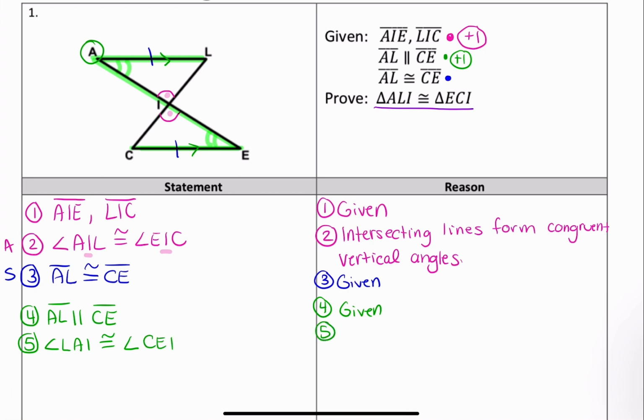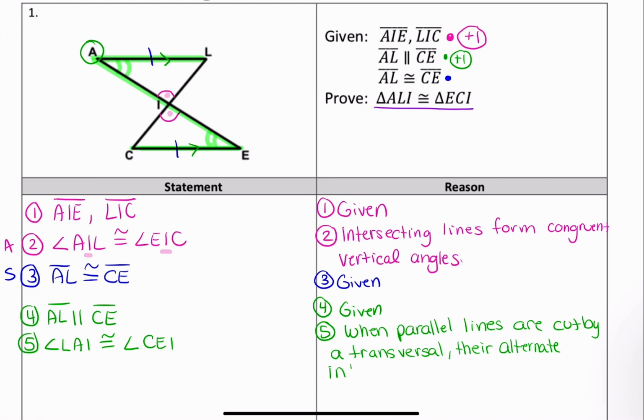And the reason why they're congruent is because when parallel lines are cut by a transversal, alternate interior angles are congruent. Sorry, I know I'm a slow writer. All right, so alternate interior angles are congruent.